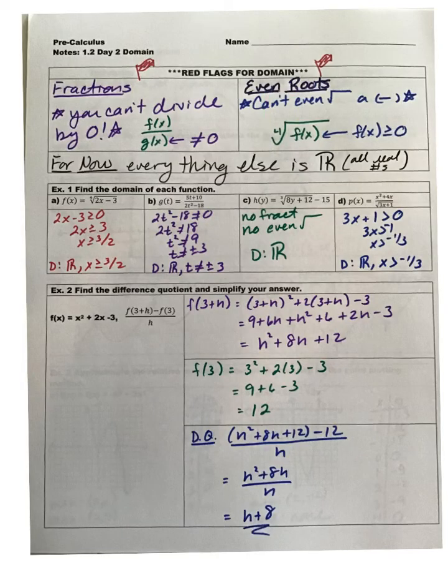So think about if you're using your calculator and you try to divide by 0, it tells you error. You can't divide by 0, you get an error. So anytime we have a fraction, the denominator, the bottom part, cannot equal 0.